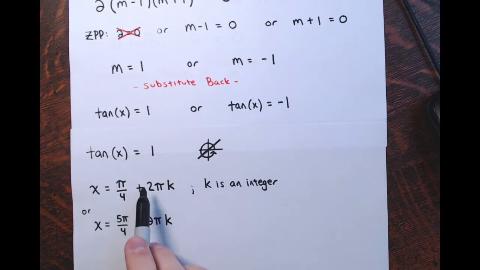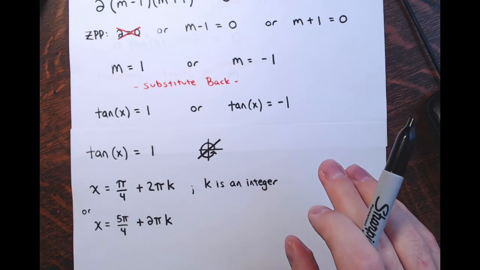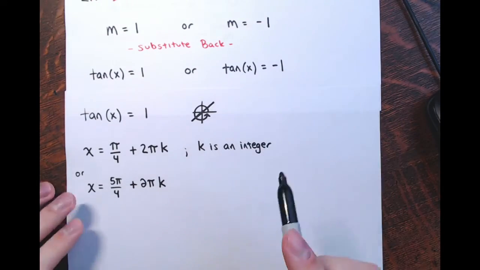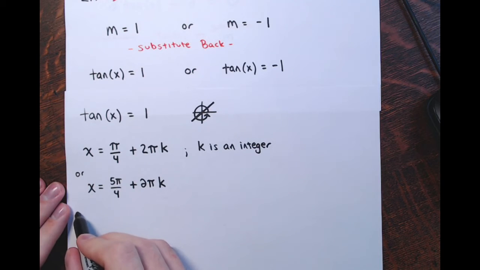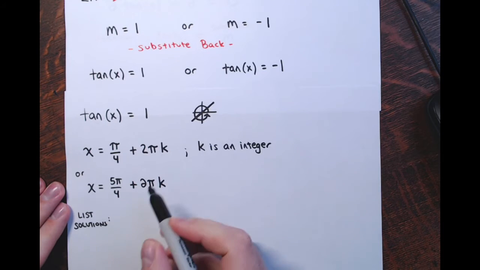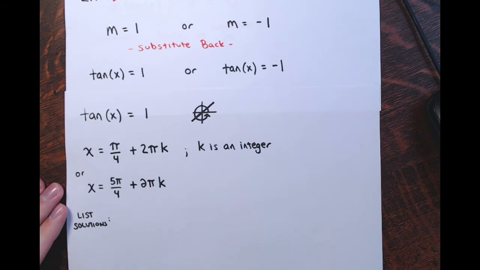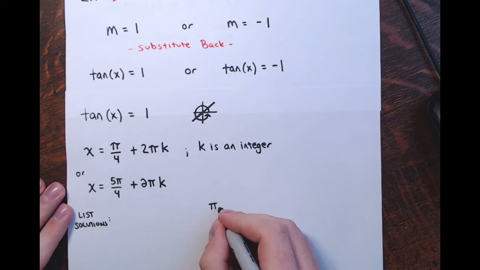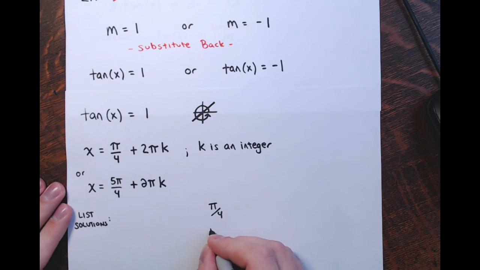Remember, this is the general solution. This is a description of all possible solutions to this equation. And now what I'm going to do is list some. So here's me listing some solutions to this first equation. I'm just going to be replacing k with certain values. So if k were 0, pi over 4 is a solution, and so is 5 pi over 4.